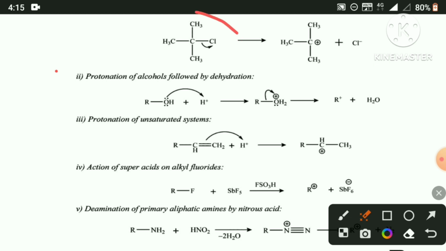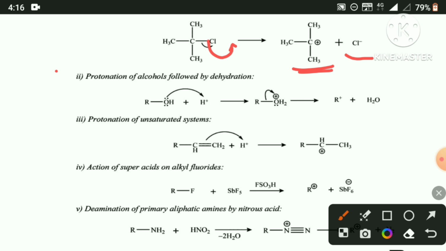So in this reaction, the carbon is bonded with the chlorine atom. The chlorine and the carbon have different electronegativities, so it is a polar bond. The chlorine is the more electronegative atom. It takes the bond pair of electrons and leaves as chloride, Cl minus. Therefore, the carbon gets a positive charge, forming a carbocation.